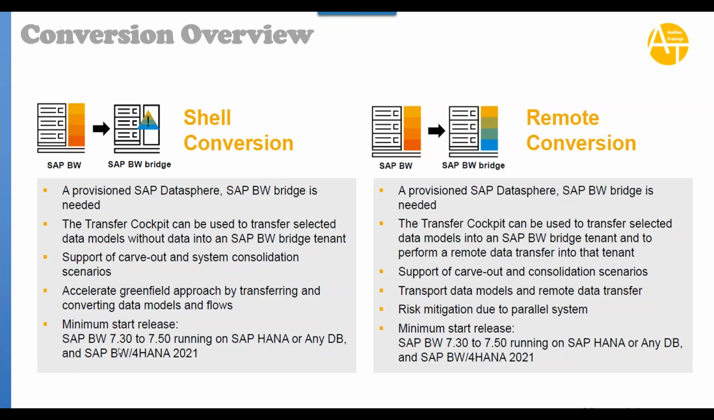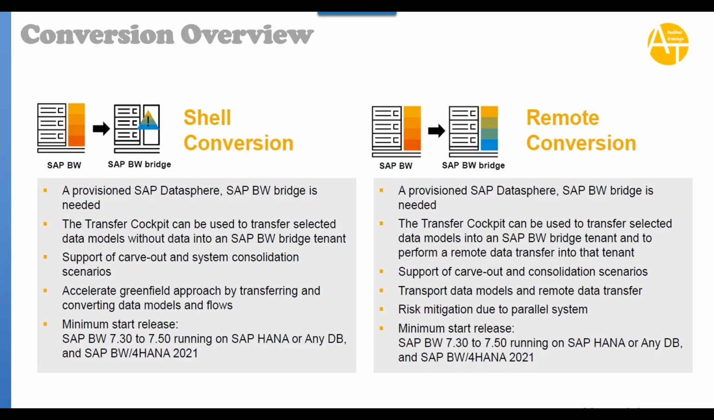The minimum start release for shell conversion is 7.30 and 7.50 of BW version with HANA or any DB, or any system of BW for HANA about 2021. Whereas here also similar requirements apply for the version of your BW system or BW for HANA system. So shell versus the remote conversion, this is the quick difference. It's about the data. Where will your data be? Your data will move or not move. That is what you will see actually in shell conversion or remote conversion.